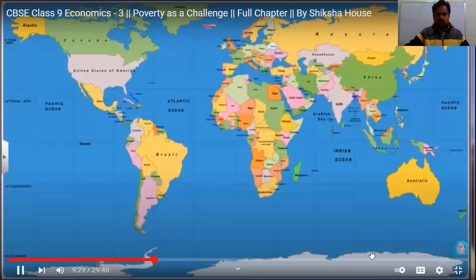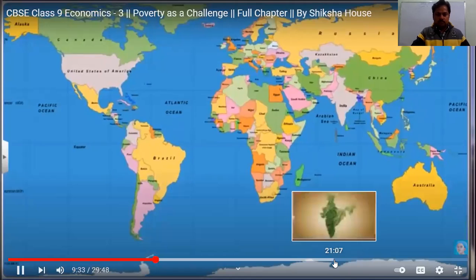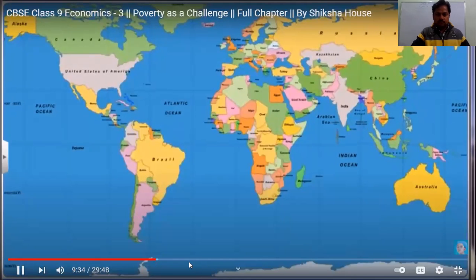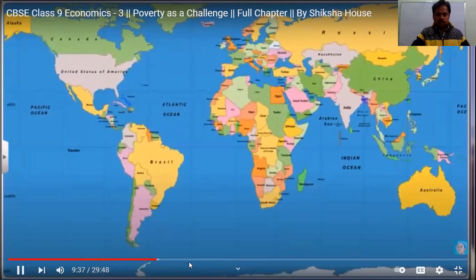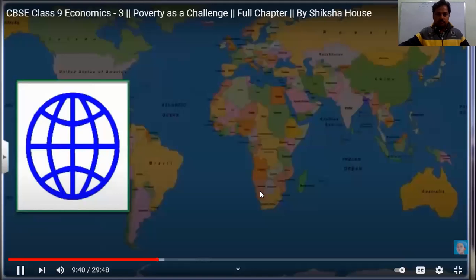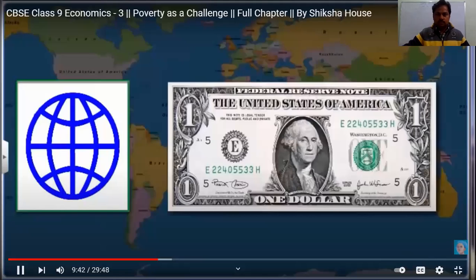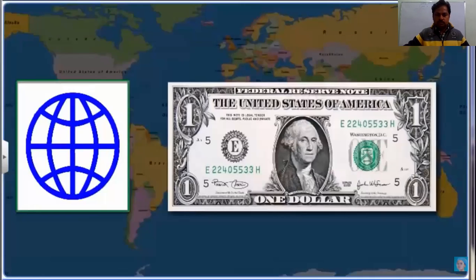Poverty line income is different in different countries. However, to draw comparisons between nations, the World Bank uses the standard poverty line income of $1 per person per day in all the developing countries.